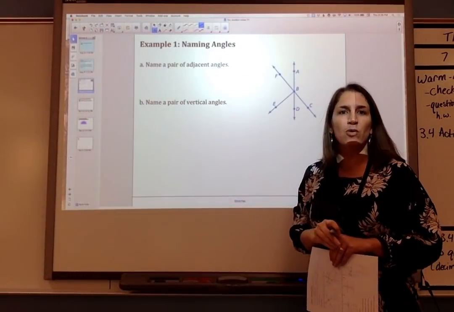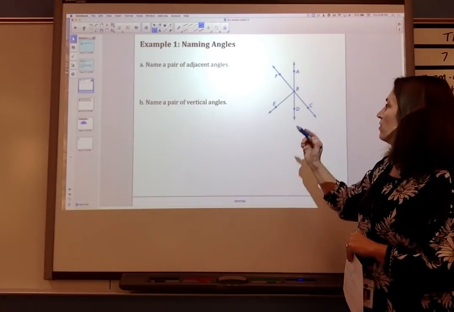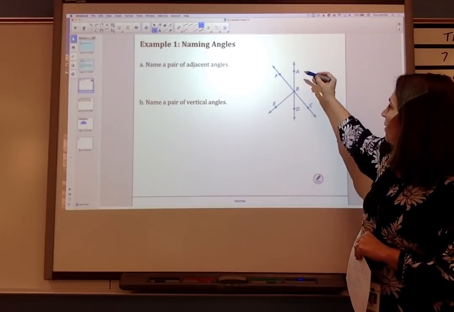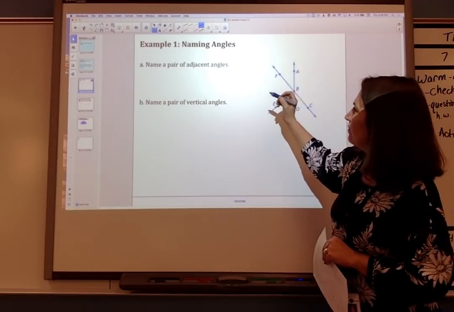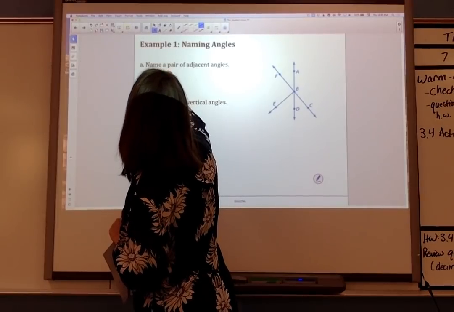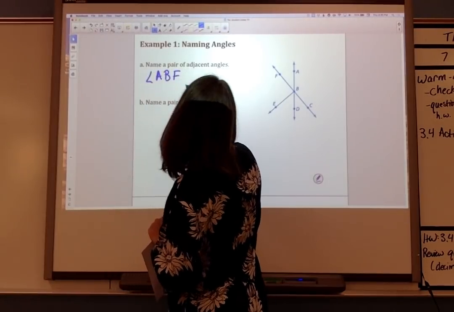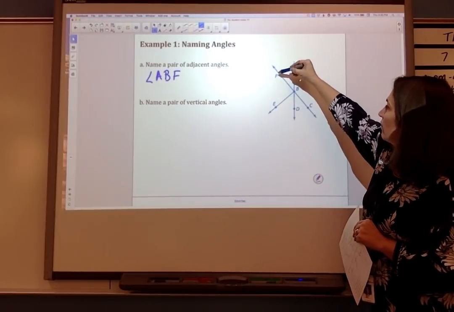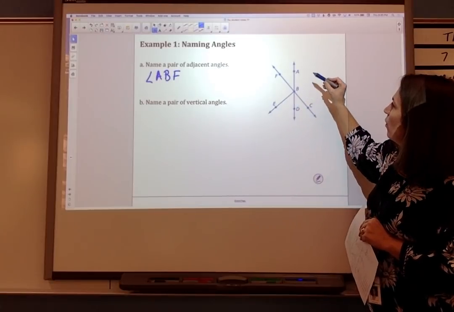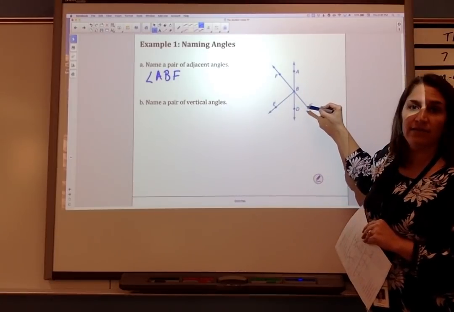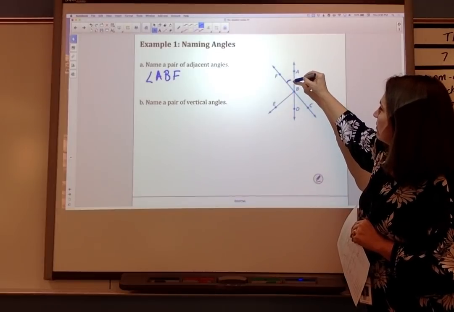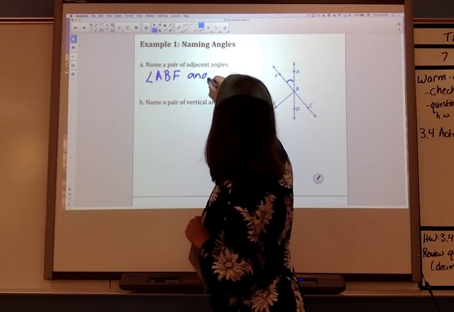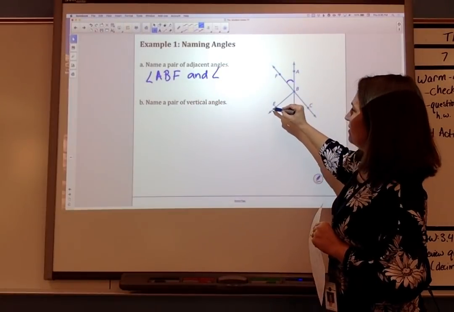So in our first example, we're going to name a pair of adjacent angles. So given this figure, there's quite a few different angles to choose from. I'm going to give angle ABF, and that angle has two angles that are adjacent to it, either FBE or ABC. Both of those angles are congruent to ABF. So I'm going to say angle FBE.